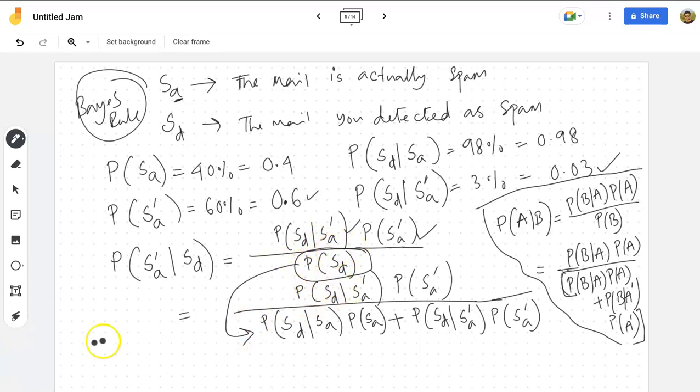So if you take this thing, PB, how can you get PB? It can be done in two ways. One is you get PB given A, and the other is you get B, but it's not A. So basically, this is the summation of these two probabilities.